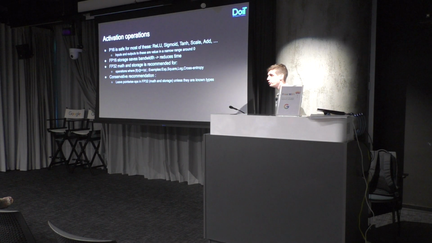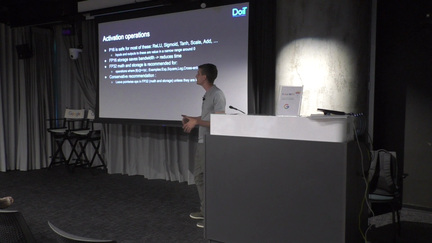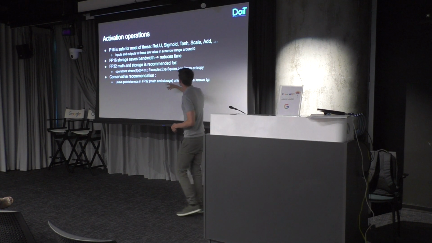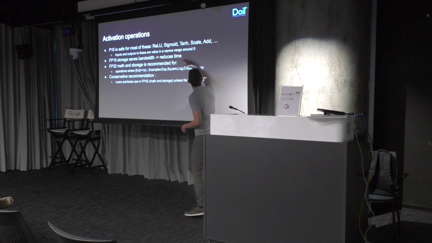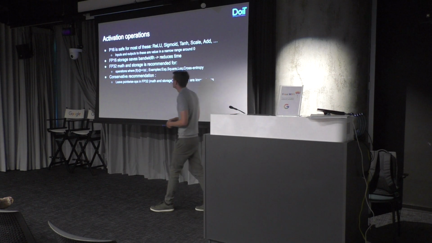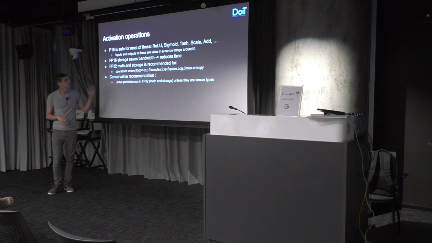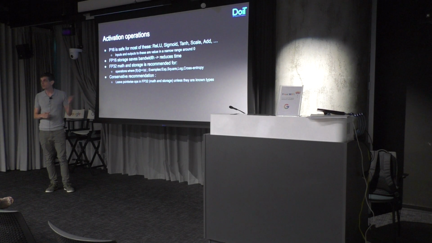Another operation that we usually do is compute activations. For example, after we updated the weights, we would like to compute a ReLU or a sigmoid, or scaling or addition of a constant. All of these operations were found to be fine enough for floating point 16.